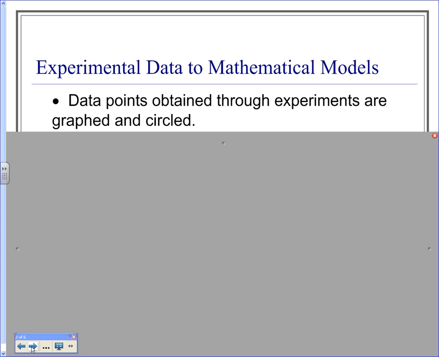59. So experimental data, they're going to give you random data points that they get from some random experiments. They're going to graph them and circle them to show you that they are data points. So if you do an experiment in biology and then graph it, this would be what you would have. You're not going to actually have to find the data points. They're just going to tell you what the data points are.